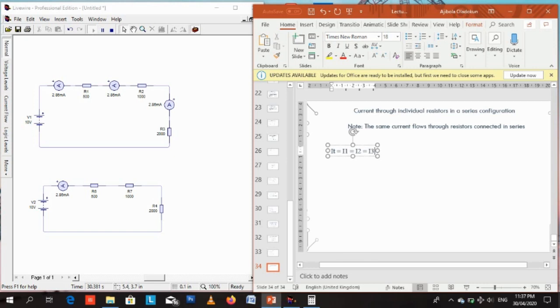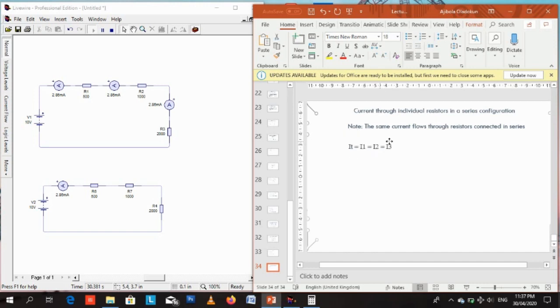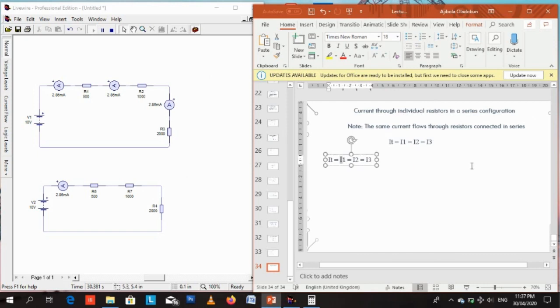They are very, very important. You are going to apply them to any electronic circuit you come across in the future. So in other words, IT, which is total current, equals I1 equals I2 equals I3. The total current that flows through resistors in series is the same as the individual current. Remember that when we were working with resistors in parallel, the total voltage, which was 10 volts, was the same as the individual voltage. V1 was 10 volts, V2 was 10 volts, V3 was 10 volts, V4 was 10 volts, and total voltage was still 10 volts.